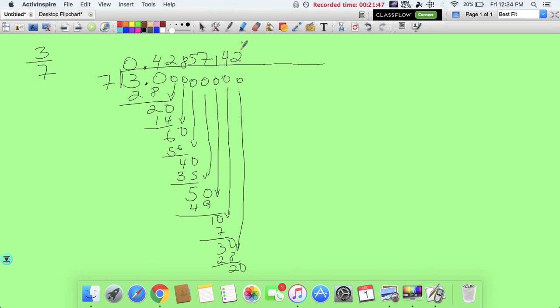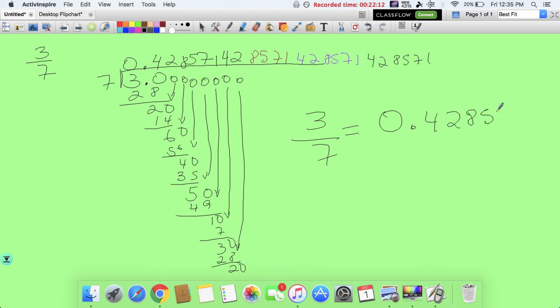So if I actually continue, you would get 4, 2, 8, 5, 7, 1. And then it would go back to 4, 2, 8, 5, 7, 1. And it would keep doing that same thing. So 3/7 as a repeating decimal is going to be 0.428571. What part repeats? All these 6 digits repeat. So the bar notation goes over all these 6 numbers. Okay, as a repeating decimal, that's its equivalent. Okay, and we'll leave that at that, and that's review 1.